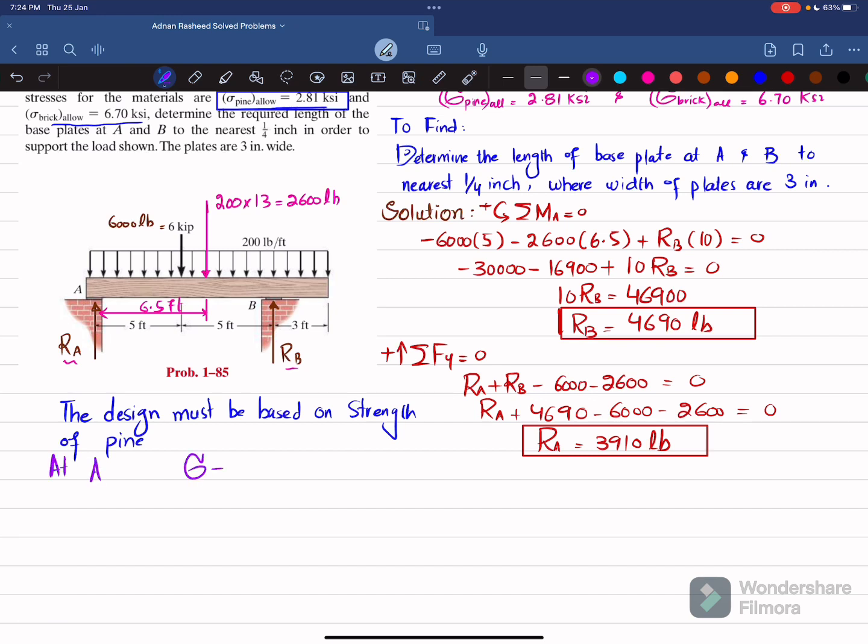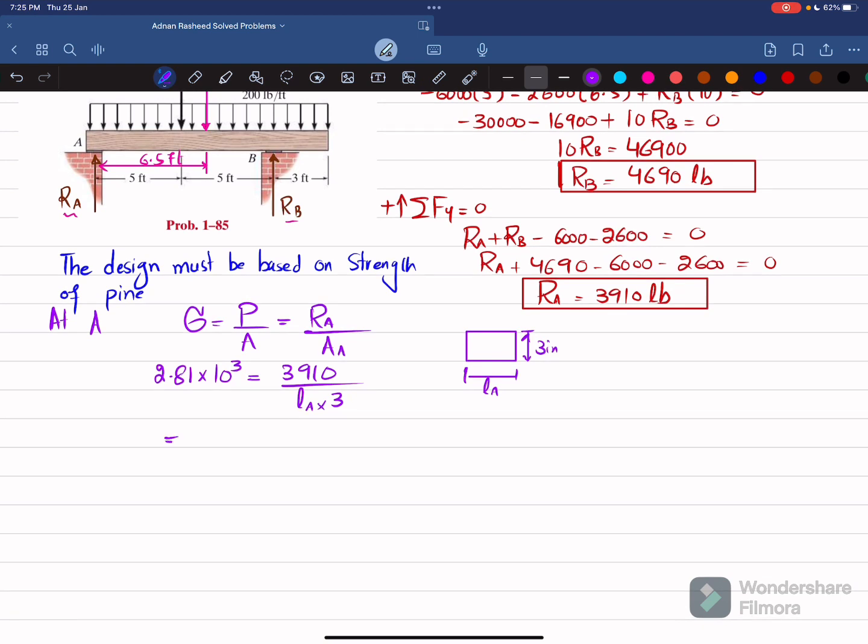At A we know that bearing stress is equal to bearing load per unit area. At point A you can see this load is applied on this bearing plate. So we will write it as RA divided by the area of the base plate at A. We have taken the bearing strength of pine, which is 2.81 ksi. So 2.81 into 10 to the power 3 is equal to RA, which is 3910, divided by the area of the base plate. If the base plate is like this, the width is given as 3 inch and the length is not given. This length is LA, so I can write the area as LA multiplied by 3.